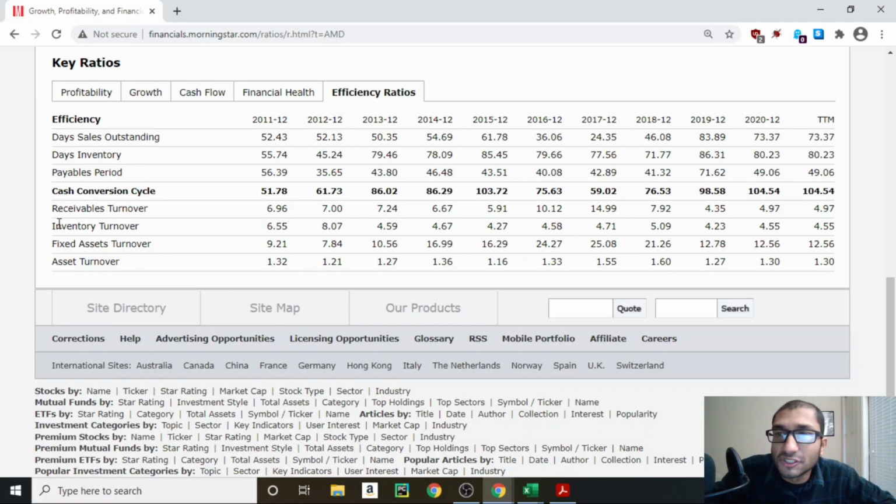Finally, looking at the inventory turnover. This number gives us an idea of how many times AMD's inventory goes through its system in a calendar year. Back in 2011, AMD's inventory went through about 6.55 times, and for the year 2020, it's about 4.55 times. AMD's inventory turnover has been fairly consistent since 2013, as it has hovered between 4 to 5 times.